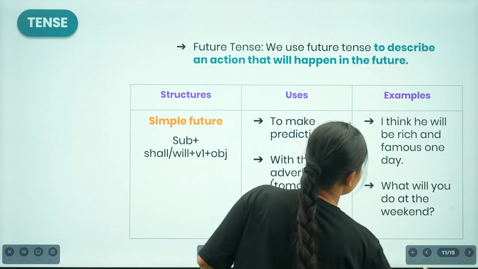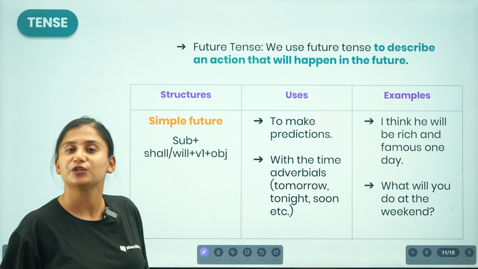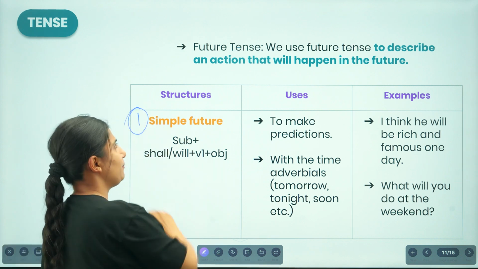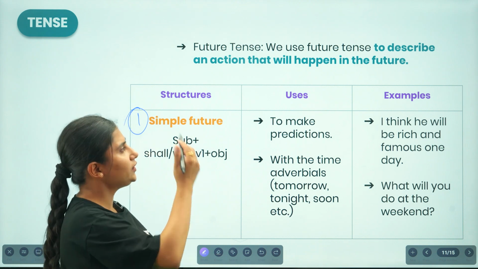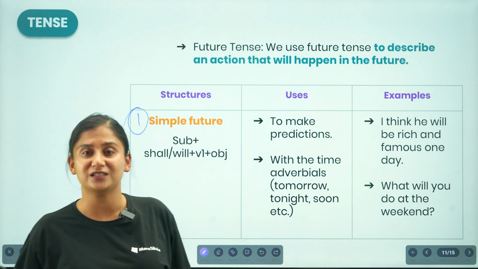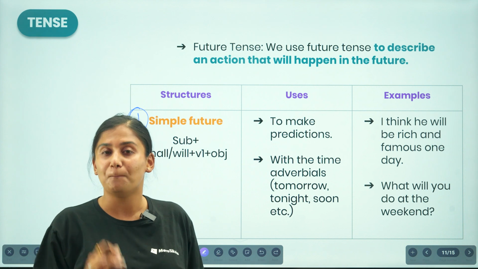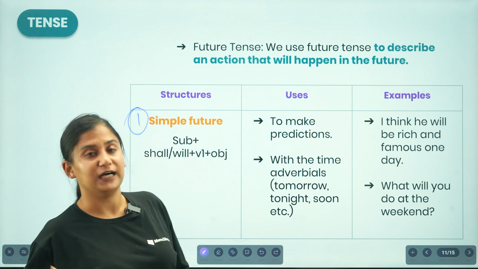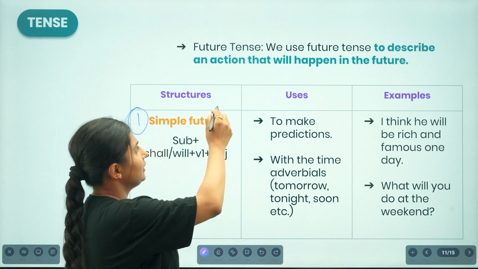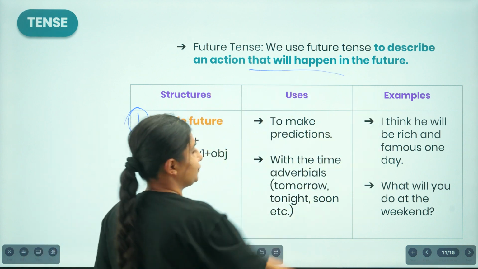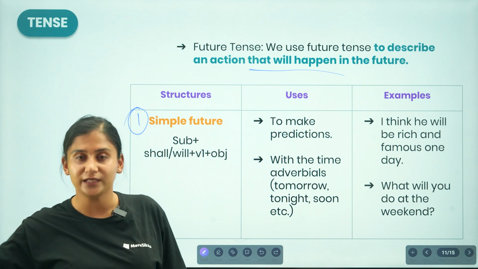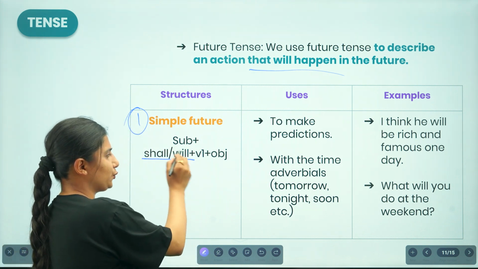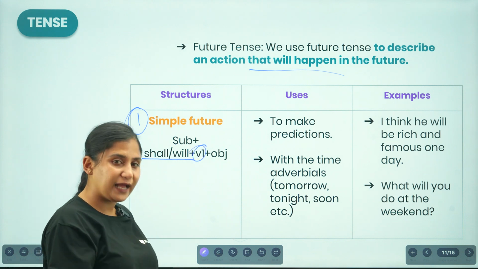So let us move to the next idea, that is future tense. This is the third main tense, and the simple future tense is the subtype of this future tense. So we use future tense not to talk about the present, neither to talk about the past action, but something that is yet to occur. So what action will happen in the future? Something that is yet to happen. So we use the formula: subject plus shall or will, along with the verb 1 and the object.